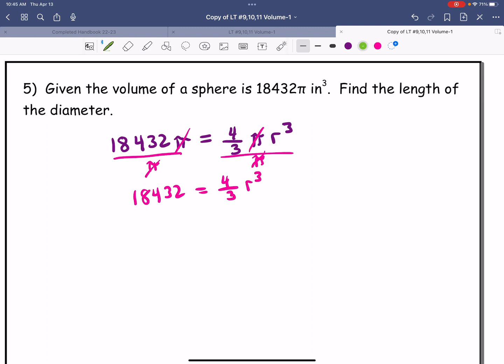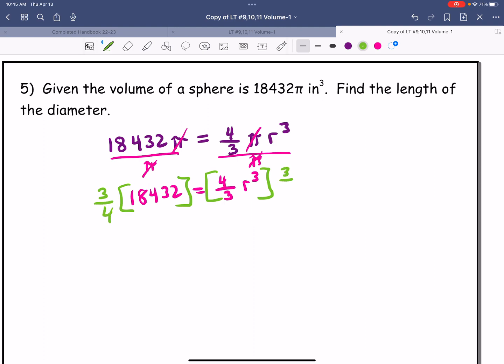Now you can take the next step in 2 steps or 1: multiply both sides by 3 and then divide by 4, or you can take each side and multiply by 3/4. The 3's cancel, the 4's cancel, and this is 3 times 18,432, and then that answer divided by 4, which gives you 13,824 equals radius cubed. So the next step here is we've got radius cubed.